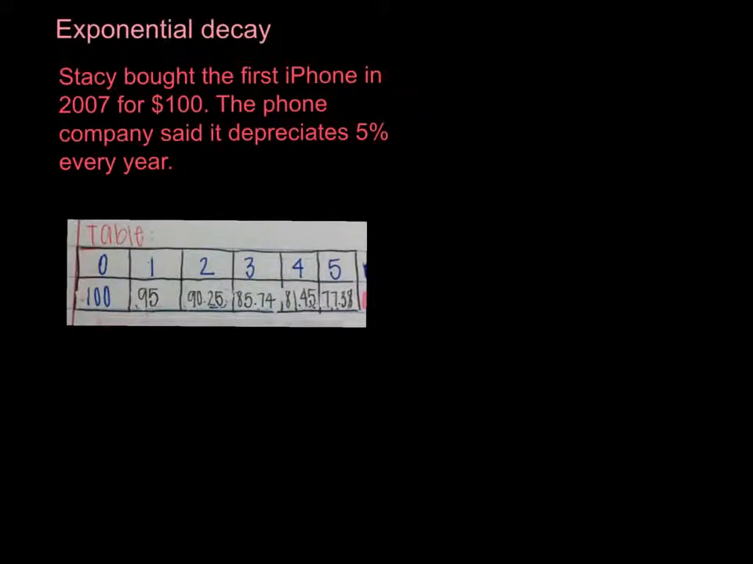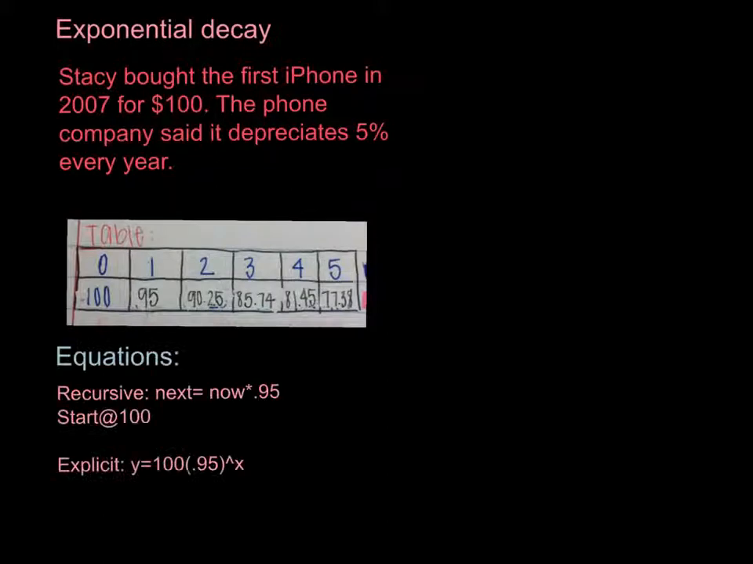At 0 years, the phone cost $100. After 1 year, it cost $95. After 2 years, it cost $90.25. On the third year, it cost $85.74. On the fourth year, it cost $81.45. And on the fifth year, it cost $77.38. The equations for the problem are, for the recursive, next equals now times 0.95 with a start at 100. And the explicit equation is y equals 100 times 0.95 to the x power.